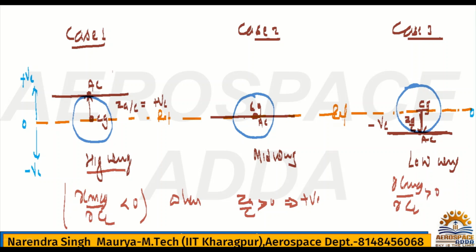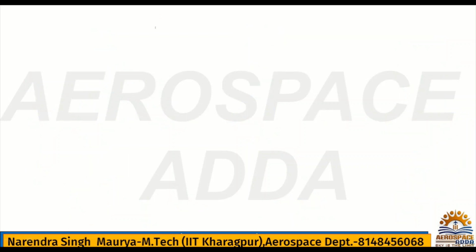So the idea is, this one is stable. This high wing is always stabilizing longitudinally. This is neutral, and this is unstable. So this is the whole analysis, but the story does not end here. We need to write the statement. Okay, we have cases 1, 2, 3. So case 1. First, all the steps you have to write because that is important.